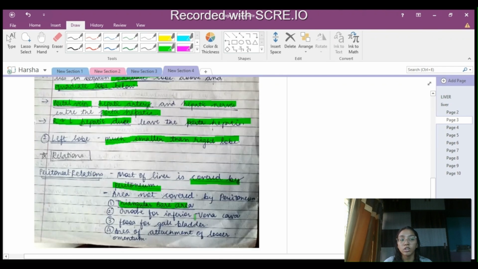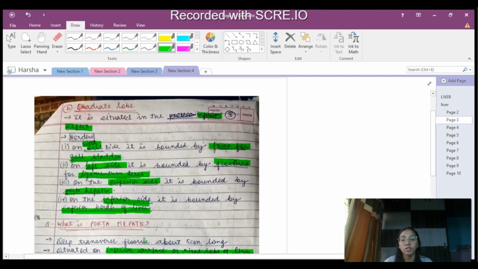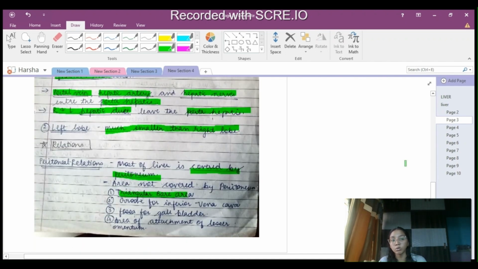So if you look at this diagram, this is the area which is known as the bare area. This is the IVC, and below it there will be a groove for the placement of the IVC. That groove won't have any peritoneal relation. Also, this groove for the ligamentum venosum will have no peritoneal cover, as well as this fossa for gallbladder, which also has no covering of peritoneum. So clear, these are the peritoneal relations.